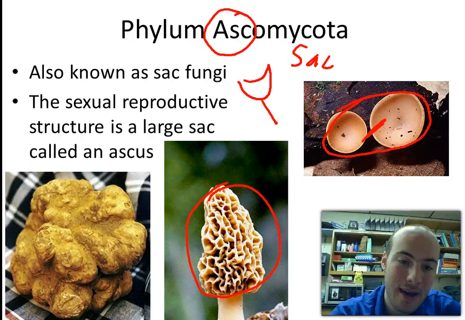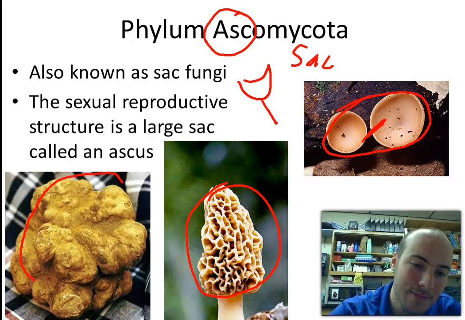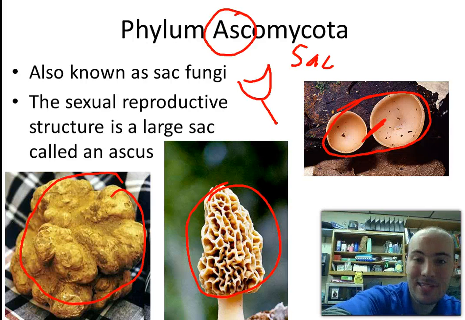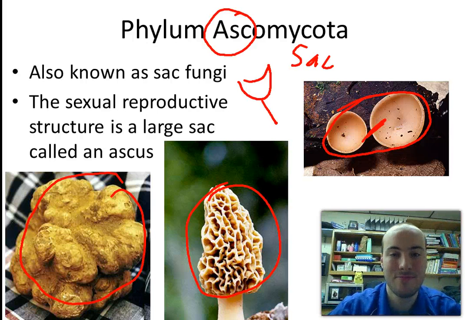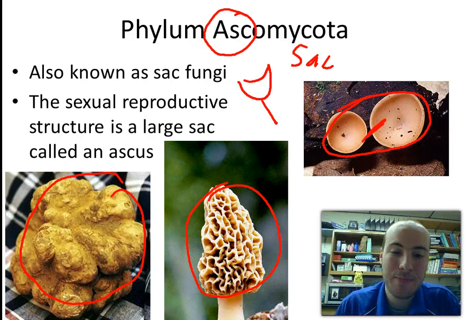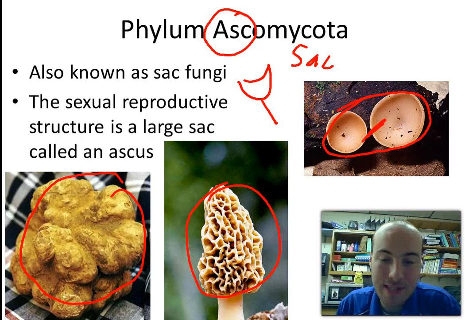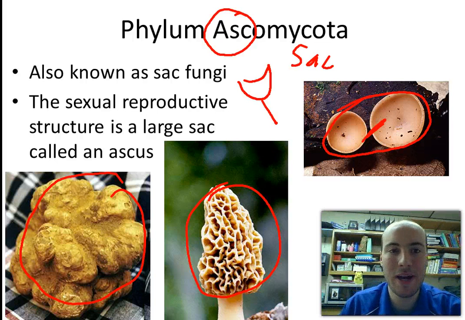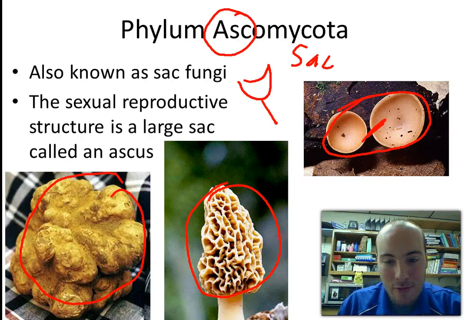Okay? Now, this right here is a truffle. I don't exactly know how that looks like an ascus. There's probably some fungus experts that definitely have a reason for that. But those are actually extremely expensive. They use pigs to find those in the forest. It costs a lot of money to cook with truffles. They're quite sought after.